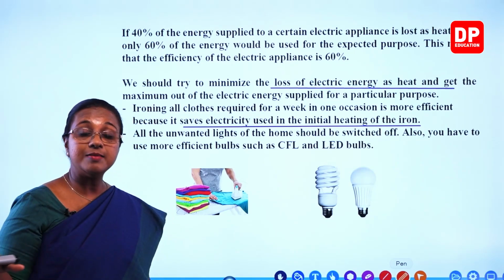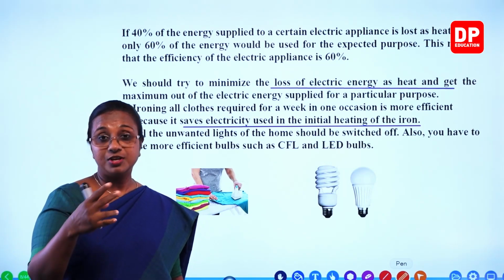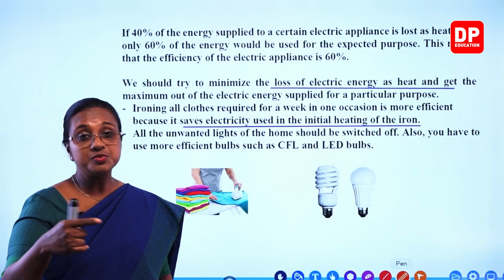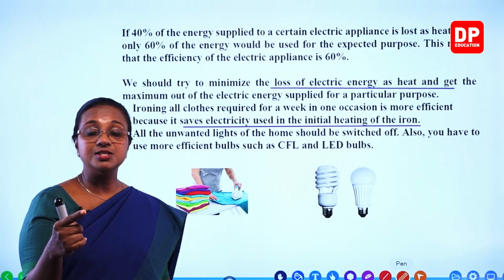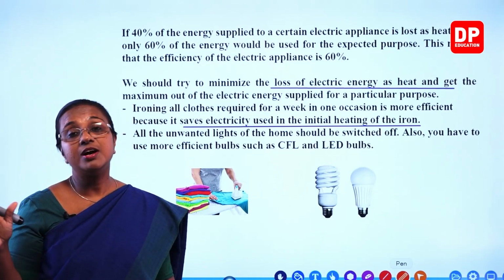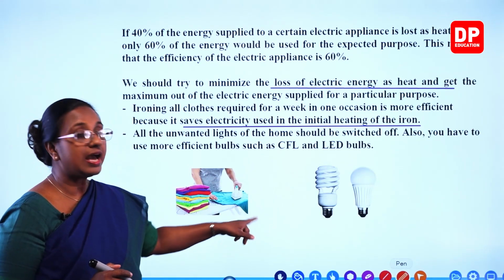But when you iron them together, there's only one initial heating, and thereafter, you all know, the light goes off when there is enough heat and it comes on when the heat decreases, you know the electricity is being consumed. So there you save a lot of electricity. The same goes for lighting bulbs.